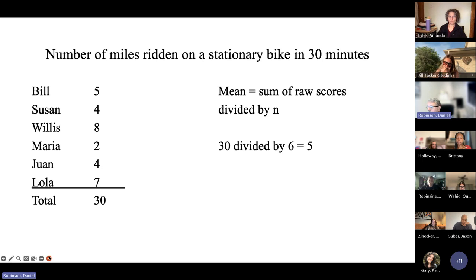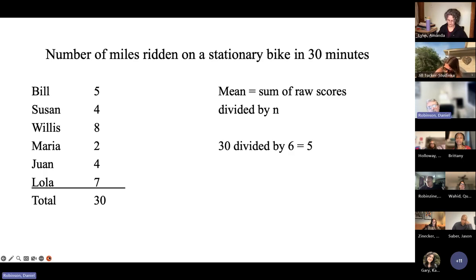And they're called raw scores because that's how we originally obtained the data. We haven't done anything to change them. Raw scores are in their original form, just like a raw vegetable. We haven't done anything to it. A raw score is in its original form. And we divide it by n. Little n is the number of scores in a sample. So in this particular case, n is 6 because I have 6 scores.